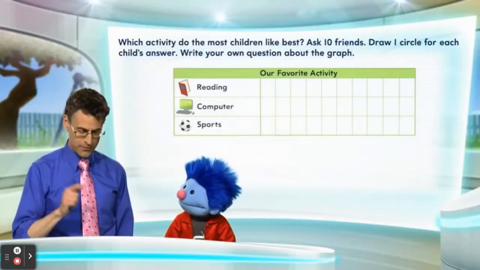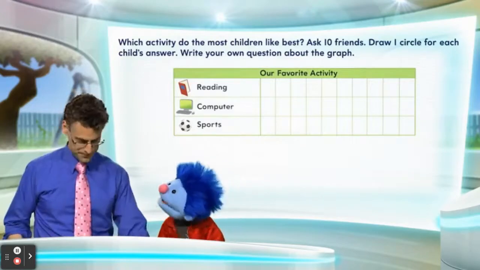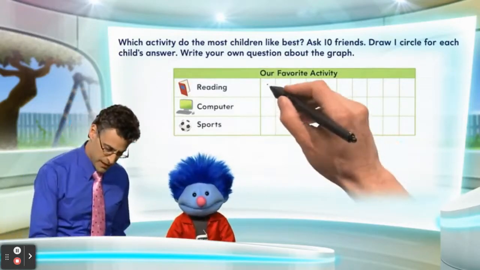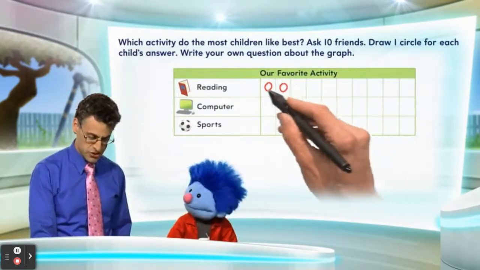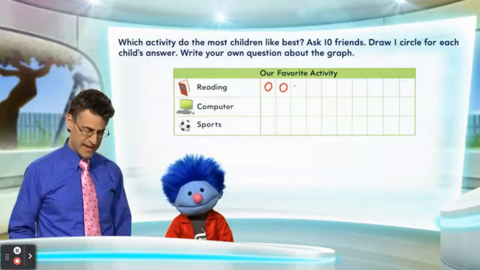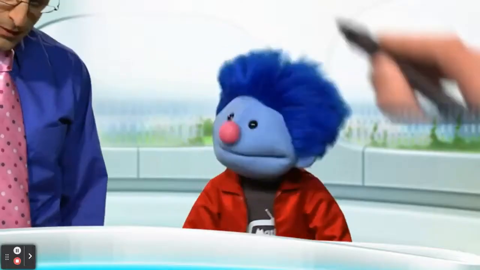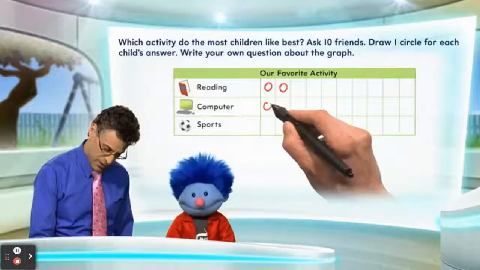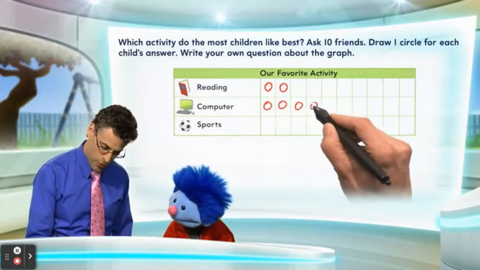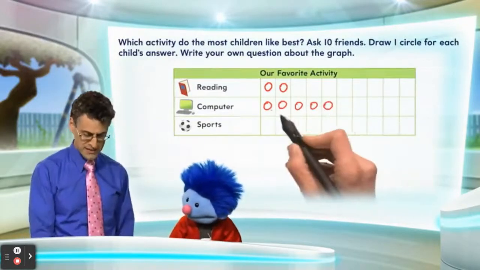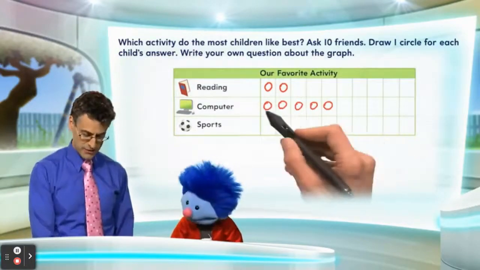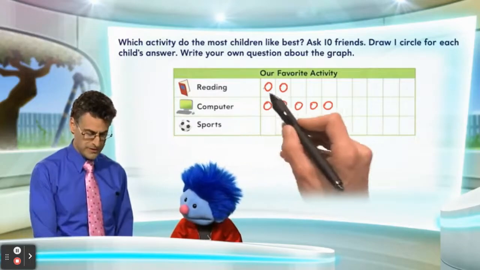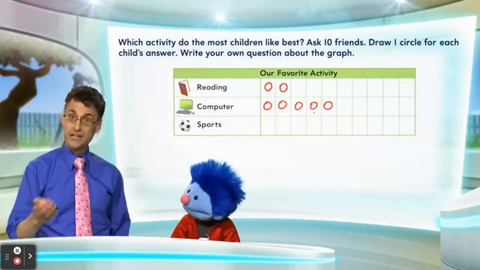Okay, so let's see. Reading. How many friends said that reading is their favorite activity? 2. Okay, so what I'm going to do is I'm going to put in one circle for one of your friends and then the other circle for the other friend, and we see 2. That's right. Okay, now what about computer? 5. 5 of my friends like the computer. Okay, 1, 2, 3, 4, 5. And notice that's a lot longer, so we can actually tell just visually, without even counting, Joey, that there were more of your friends that picked the computer than picked reading. And that's the power of the picture graph.